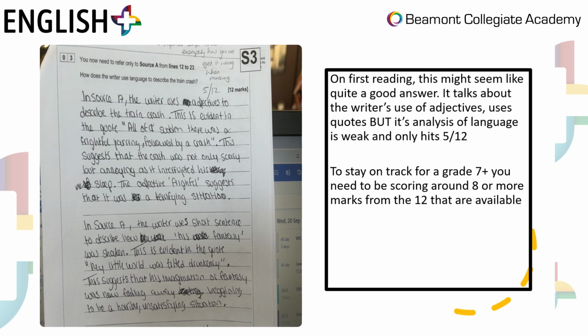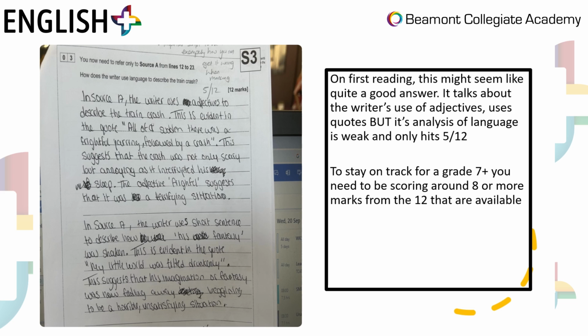In source A, the writer uses adjectives to describe the train crash. This is evident in the quote, "all of a sudden there was a frightful jarring." This suggests the crash was not only scary, but annoying as it interrupted his sleep. The adjective "frightful" suggests that it was terrifying.